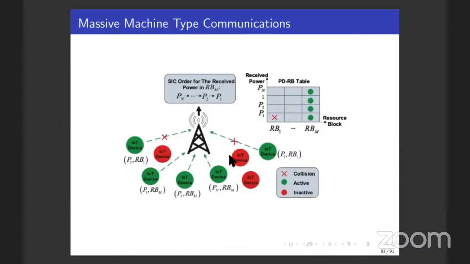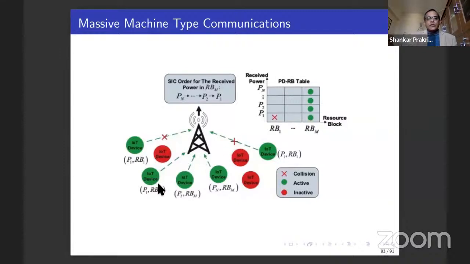I think we're running short of time. Massive machine type communication also has very interesting problems related to DNNs. The problem comes like this. You have an access point and a large number of IoT devices with various resource blocks allocated, but you will find that they can shoot data whenever they want, which means that some of them use the same power and the same resource blocks. It's impossible to decode them, and this information will be lost. And this is a collision.